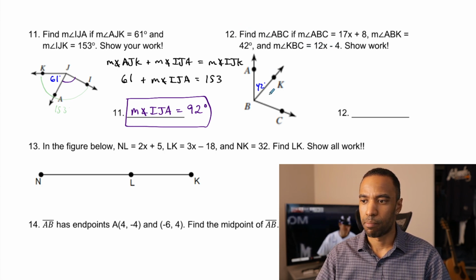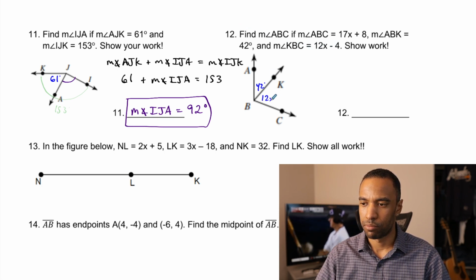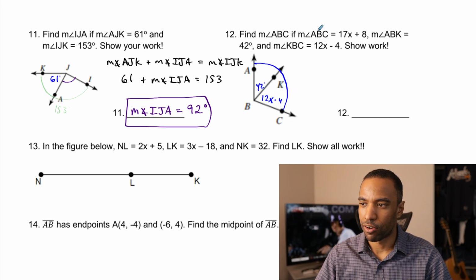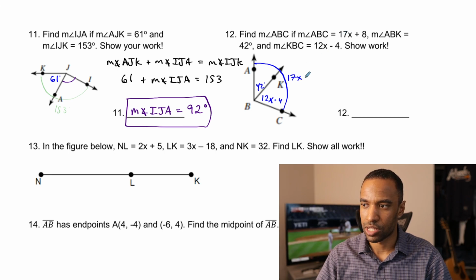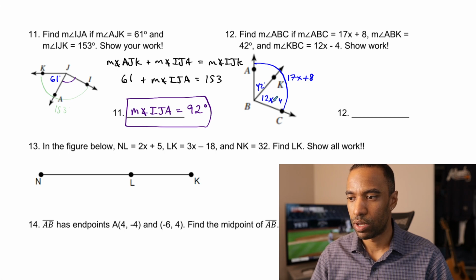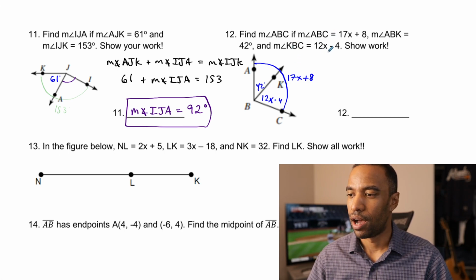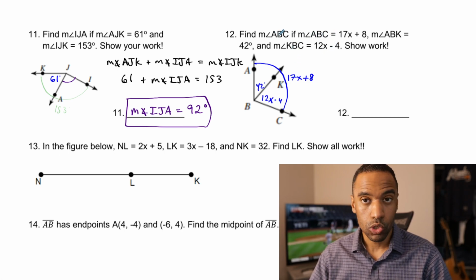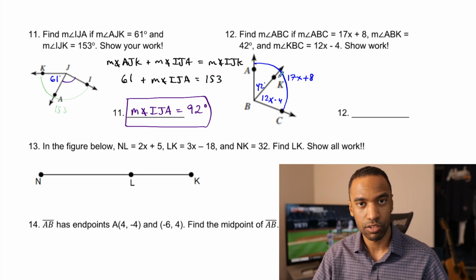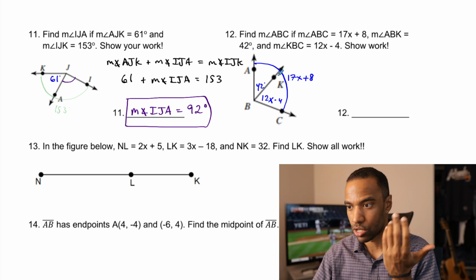KBC is 12x minus 4. I'm just going to use all blue this time. 12x minus 4 for that small guy. Not small, but... And then the big whole angle for ABC, they tell us is 17x plus 8. One more time, guys. Angle addition postulate. Adding this with this to get the whole thing. Now, we're doing more than just finding the measure of some unknown angle. Well, we are doing that. We got to find x first, and then we got to substitute that in to solve in the end.